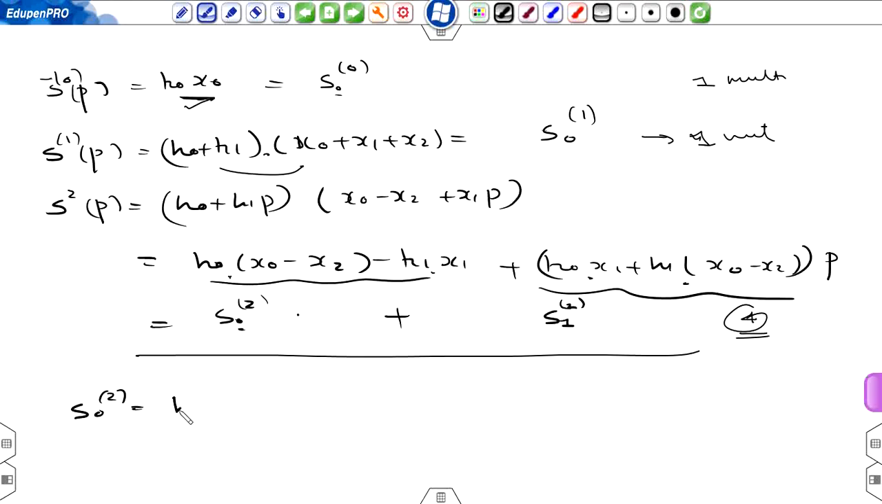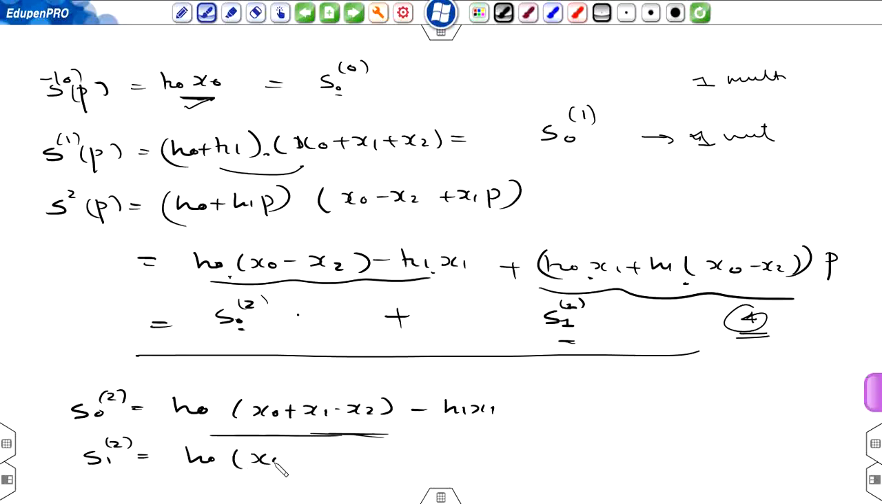Okay, so if I rewrite this equation, s0 of 2, as h0 x0 minus x0 plus x1 minus x2 minus h1 x1, in this form, and if I rewrite this equation s of 1 2 into the form x0 plus x1 minus x2 minus h1 minus h0 multiplied by x0 minus x2.